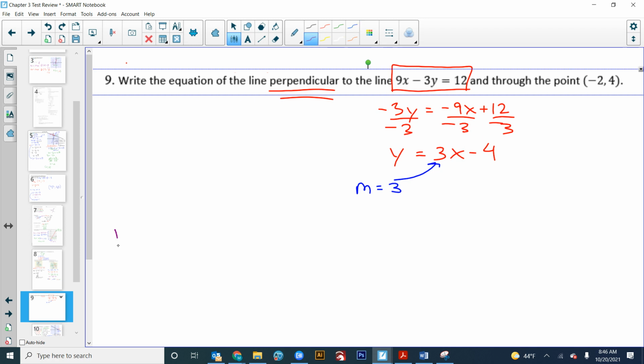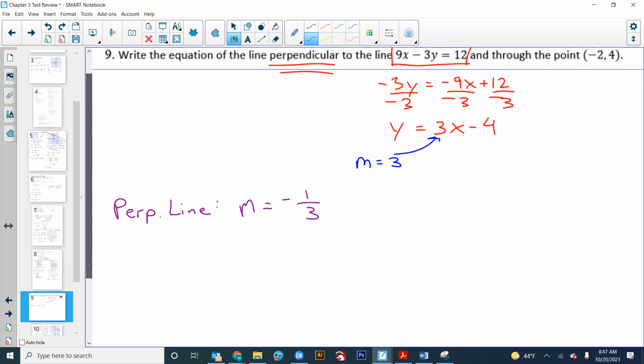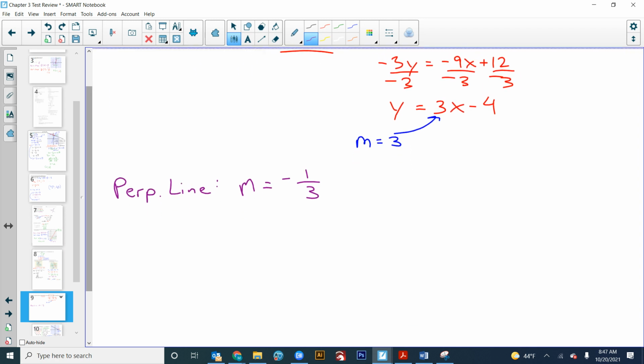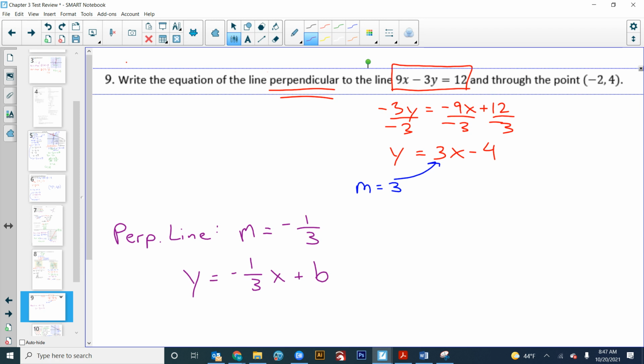So my perpendicular line is going to have a slope of -1/3. Do we know the new line's y-intercept? No. So we write y equals -1/3 x plus b. I don't know what b is yet, but I have a point. I know this new line goes through the point -2, 4.